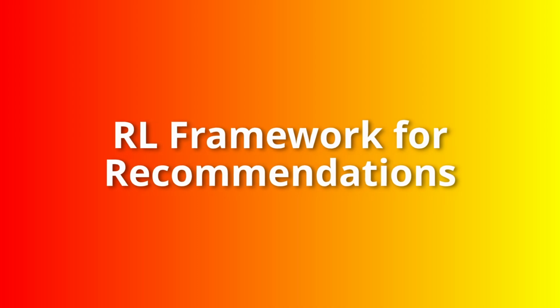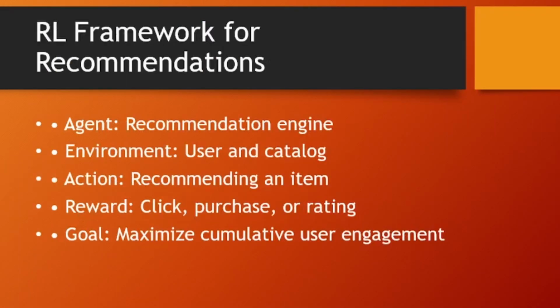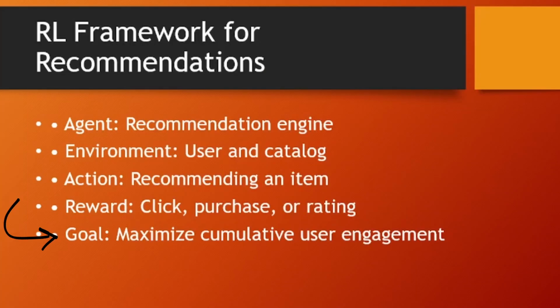Let's map the RL setup to a recommendation system. The agent is the recommendation engine. It's trying to pick the best item to show. The environment is the user and the catalog of items, which is always changing. The action is recommending a specific product, movie, song, etc. And the reward is what the user does, a click, purchase, like, or even how long they stay on the page. The goal is to learn a strategy, which we call a policy, that maximizes the total rewards over time. This lets the system personalize results and improve continuously as more data comes in.